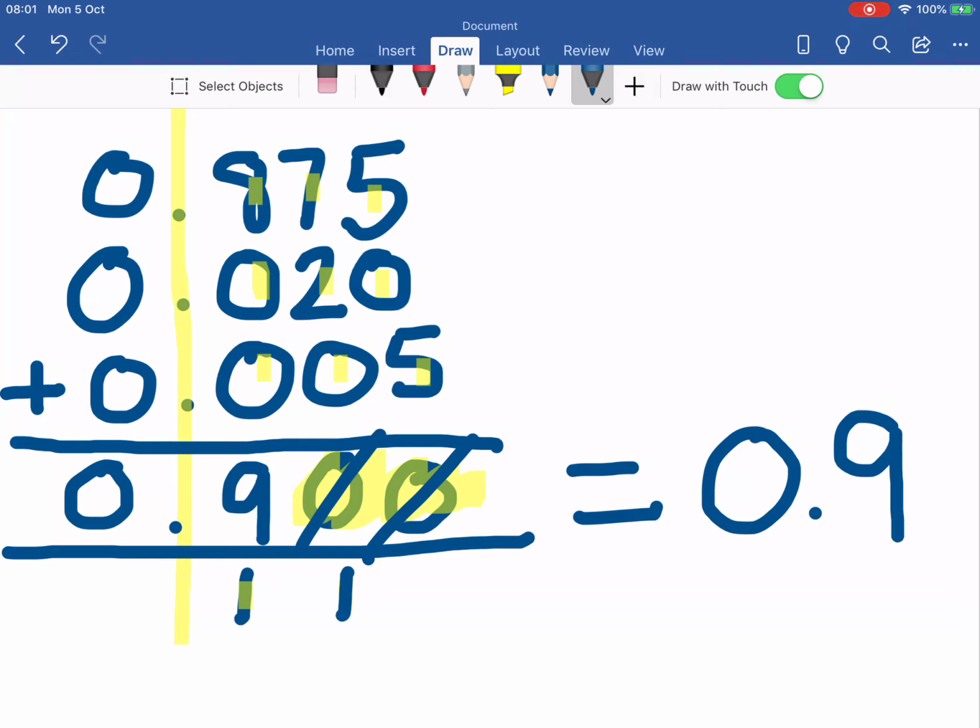Okay, so please pause the video and copy down that example exactly how I've done it there so you understand the correct way to do it. Okay, and copy that down now, please.